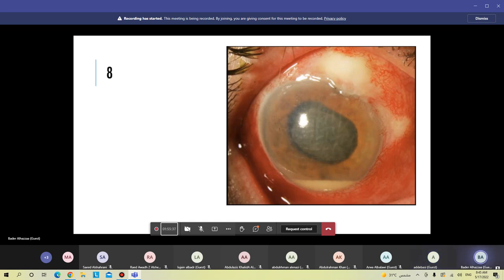Yes, it looks like endophthalmitis, but you cannot diagnose it from this image. You need to check the fundus, check the vitreous. Most likely it is bleb-related endophthalmitis, but to be safe, you should say this is a bleb-related infection. And then they can ask you.